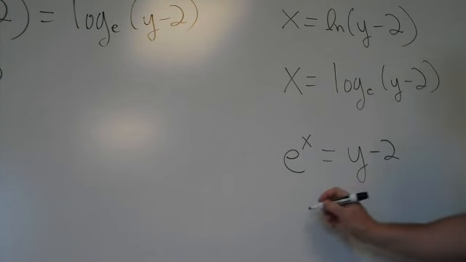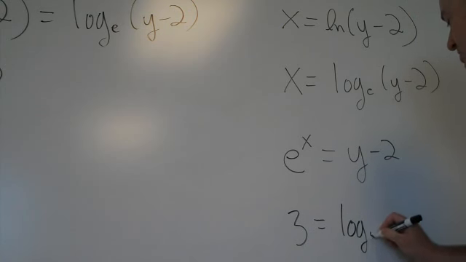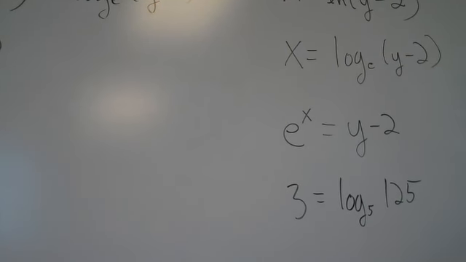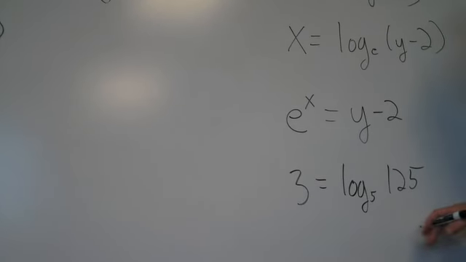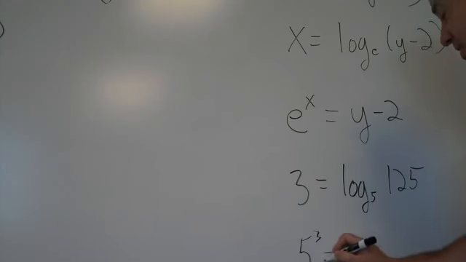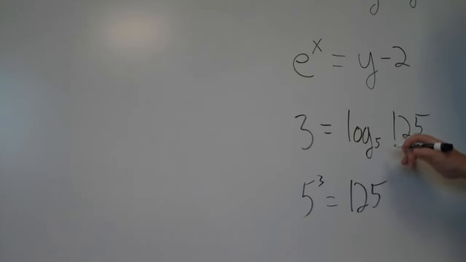This is no different than if I started with 3 equals log base 5 of 125. Remember one of the first things we did? We took this statement, and how do we rearrange this? What's another way to say this? Writing it as an exponent instead. 5 to the third equals 125. Okay? 5 to the third equals 125.